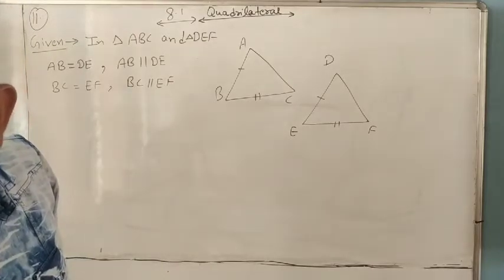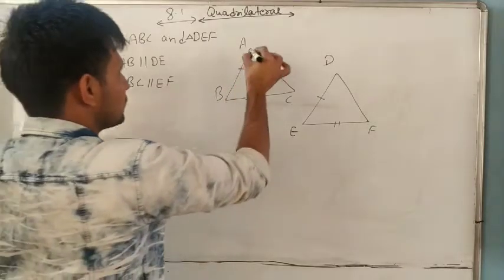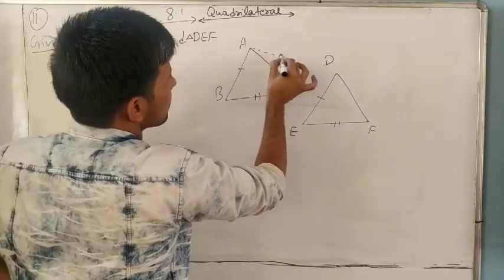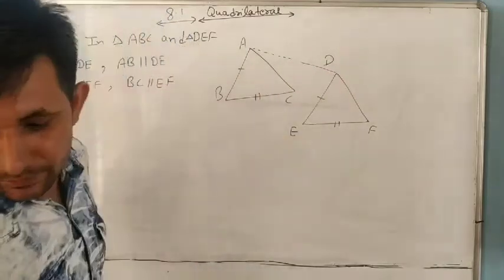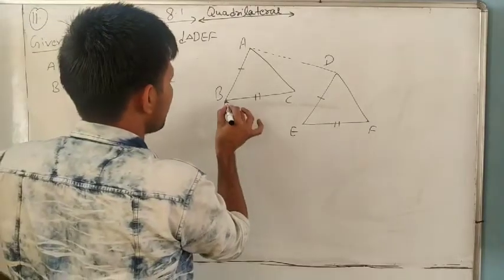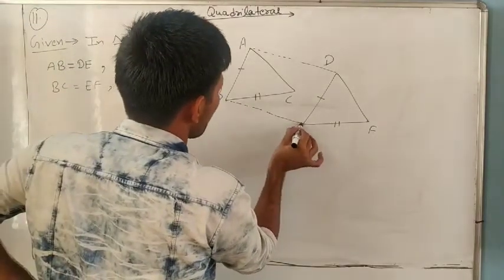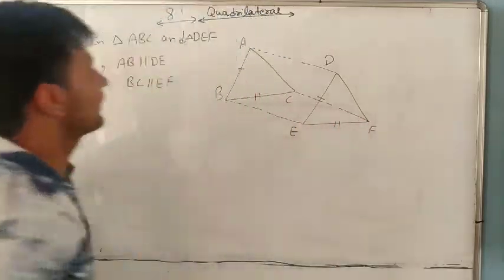And next, the vertices ABC are joined to DEF respectively. A is joined to D, B is joined to E and C is joined to F. These are the figures given.